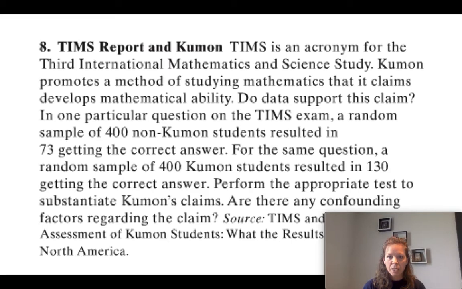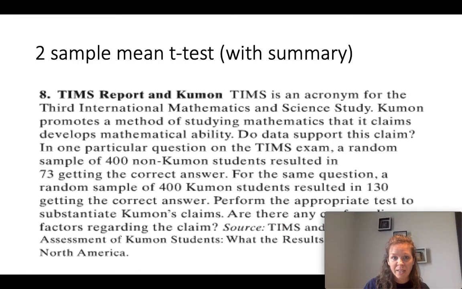Okay, so when we look for keywords, the first thing we need to decide is, what is the variable that we're studying here? Are we studying a proportion or are we studying a mean? So 400 non-Kumon students, 73 of them got it right. 400 Kumon students, 130 got it right. This is a proportion. And I accidentally did mean. Oops. So I make mistakes too as I'm trying to do this while my kids were eating lunch. So this is actually a proportion. So wrong title on the slide here.